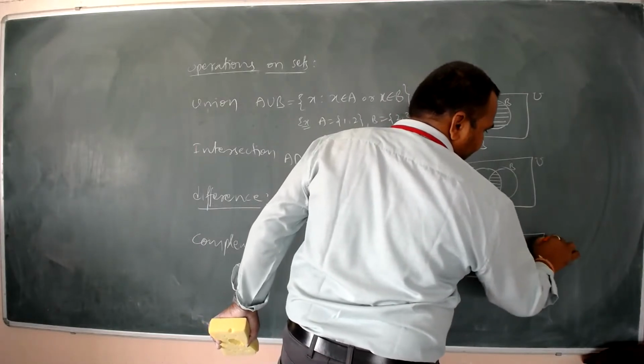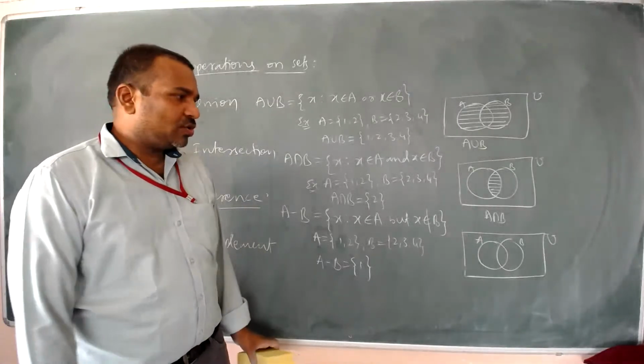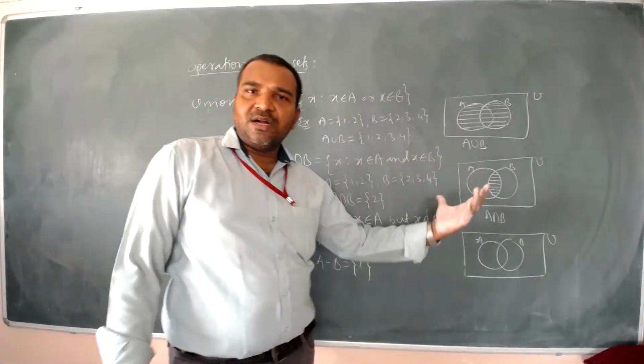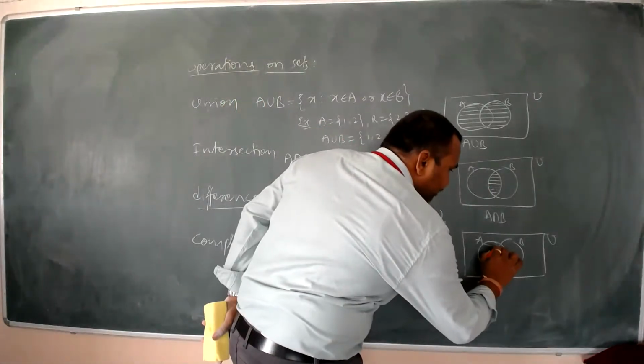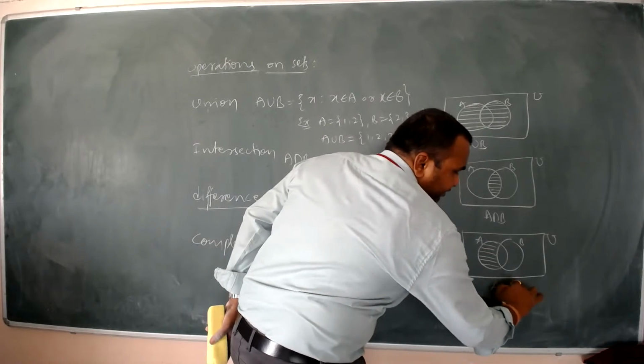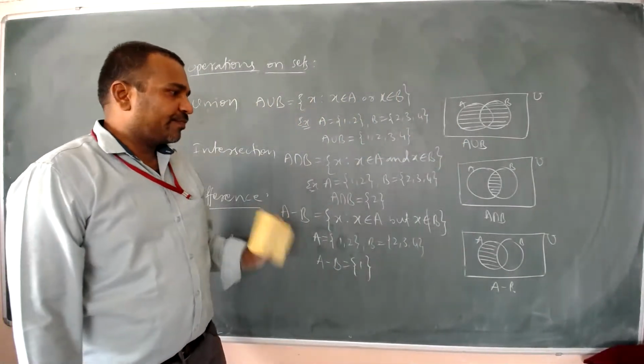Now we will represent A minus B using a Venn diagram also. What is A minus B? The element which is present in A but not in B means this part only. This part is called A minus B. The shaded part is called A minus B. Clear?